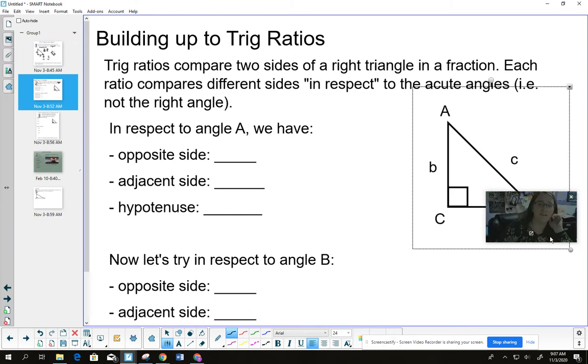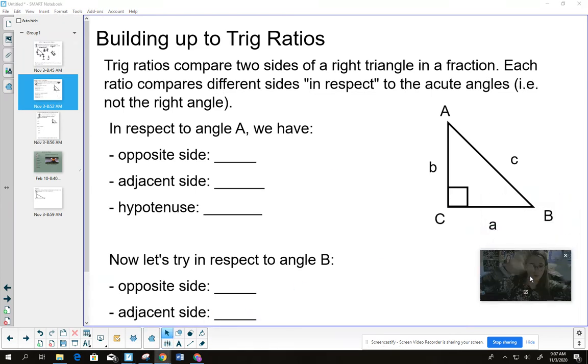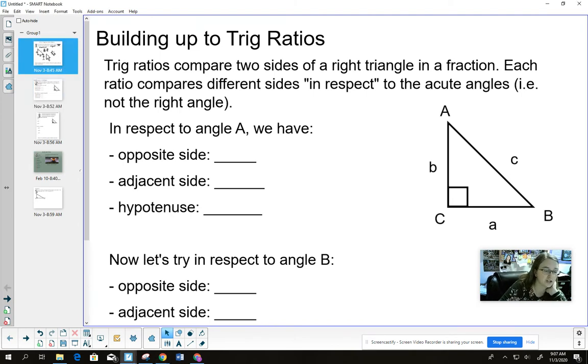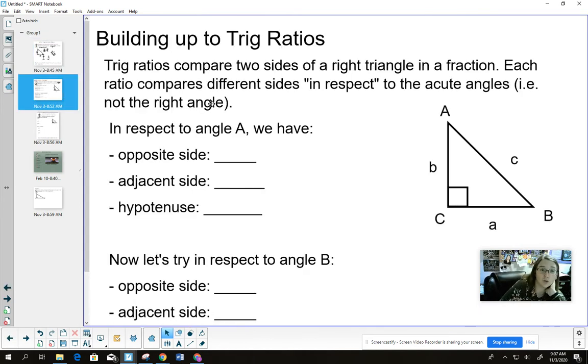So we use that fact in trig ratios. So we're going to build up to what the trig ratios are. What trig ratios do is, again, they compare 2 sides of a right triangle in a fraction. Like we just did here, 8 and 6, we put it in a fraction. So this is what trig ratios do.